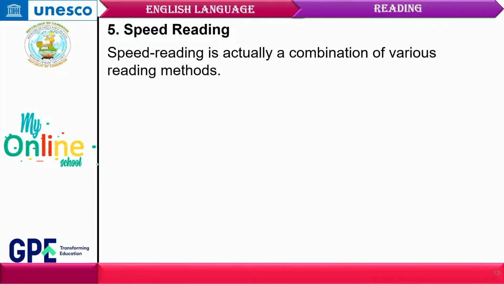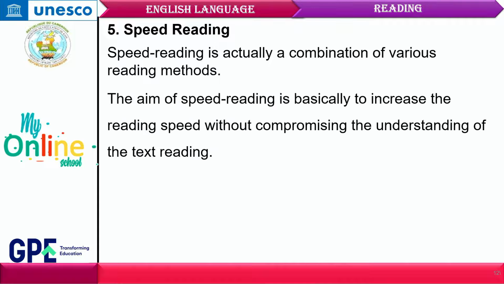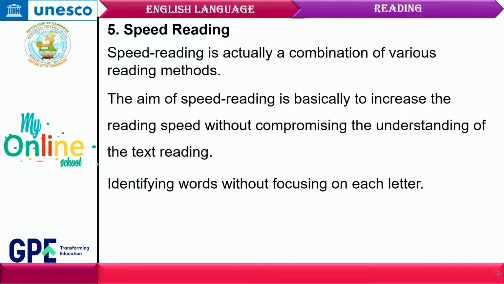Speed reading is actually a combination of various reading methods. You skim, you scan, you read for details, but you go quickly. The aim of speed reading is basically to increase the reading speed without compromising the understanding of the text you are reading. You read with speed, but making sure that you understand.